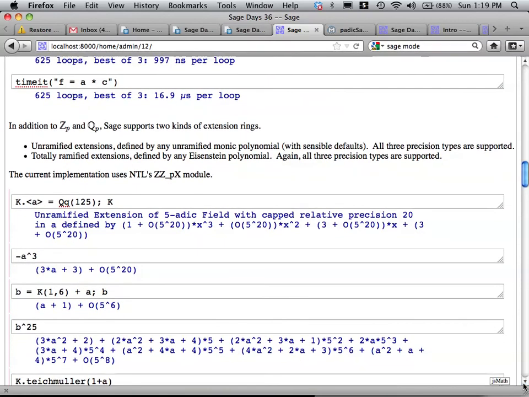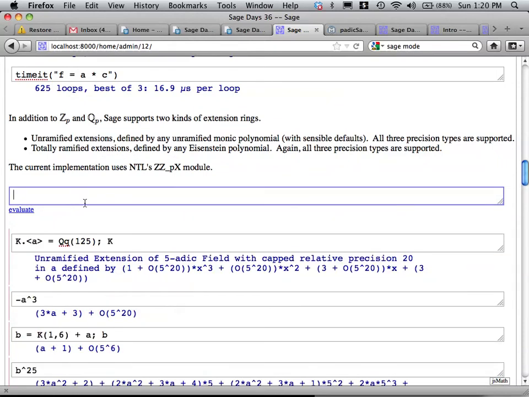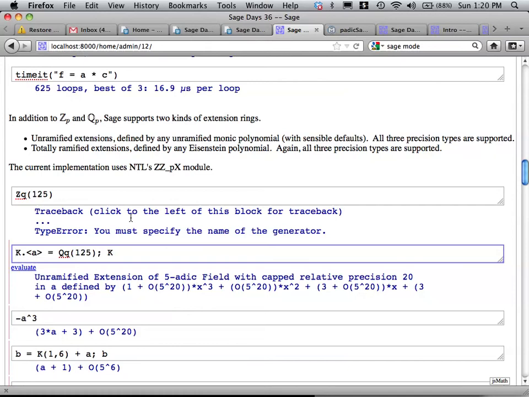So I wanted to also talk a bit about the unramified and totally ramified extensions that exist in Sage currently. So Sage supports both. The easiest way to create unramified rings is to use the ZQ and the QQ commands. So QQ creates a field, and ZQ creates the ring of integers inside that field. By default, you need to give it a variable name. So if you just do ZQ of 125, it will complain that you have to specify a variable name.